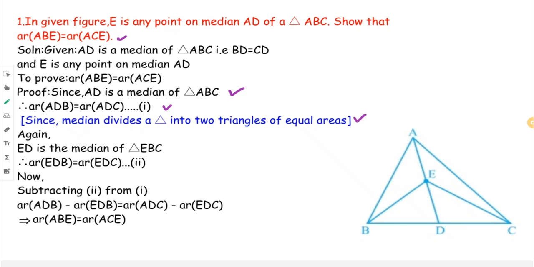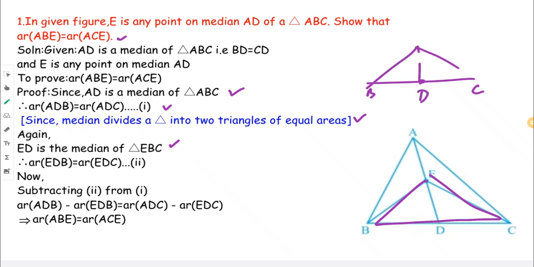Now, can I again say that ED is a median of triangle EBC? Have a look here. Let's say that we have a triangle here. This is side BC, and this is the median, with midpoint D. No matter where I draw, these two areas will always be equal, so this will become the median. Even if I go higher, you will notice it will always divide into two equal triangles, which means this will always become the median. Same thing here.